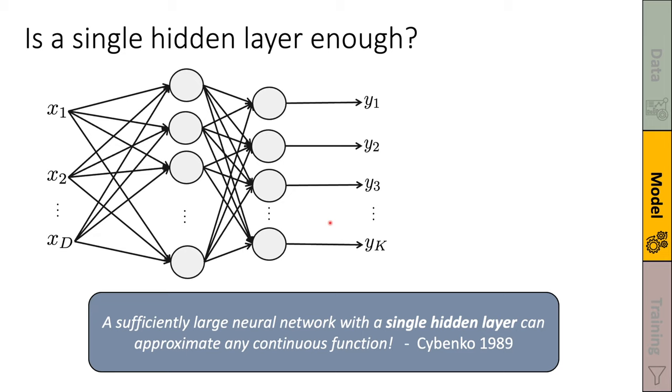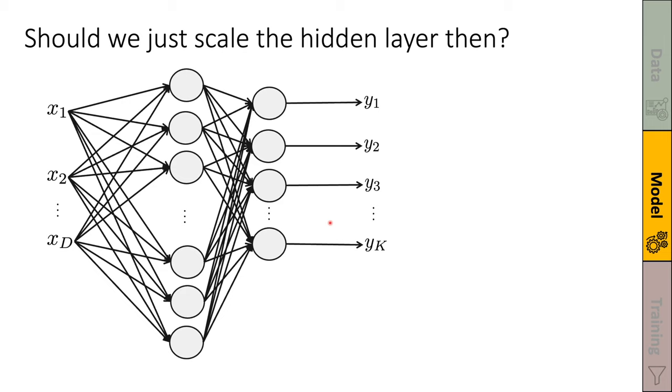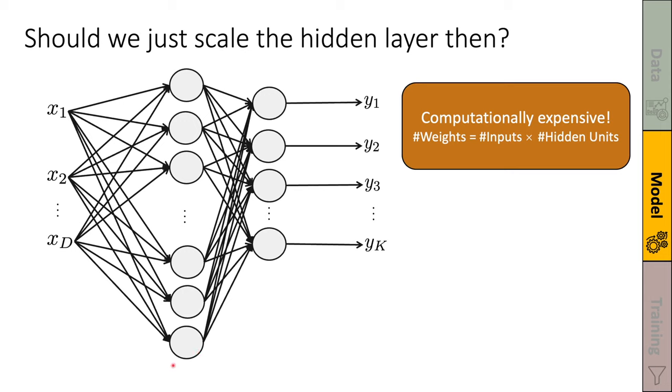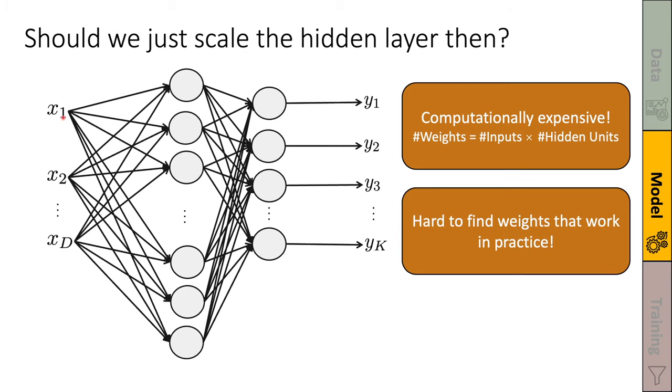Now, how powerful is this? Is a single layer enough for us, or do we need to add more? Well, Cybenko in 1989 already said that a single hidden layer is sufficient for a neural network to approximate any continuous function. That means we could just scale the hidden layer to have enough capacity, and then we are fine, right? Well, not quite, because first of all, this is computationally expensive, because the number of weights grows with the number of hidden units that we have, and the input size is also usually not too small. And it is hard to find weights that work in practice.